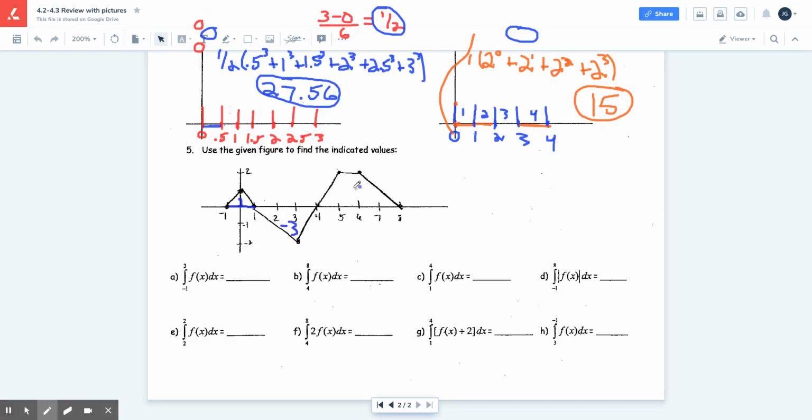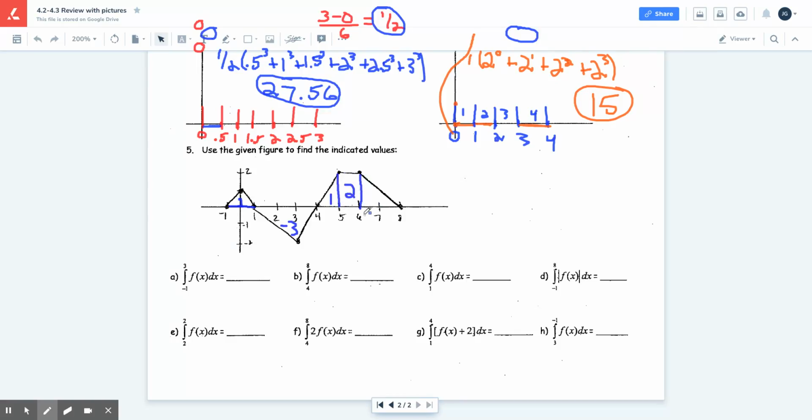For this next area, it is a trapezoid. I don't like the formula for it. I don't like doing trapezoid, so I like to split it up like a triangle, rectangle, triangle. So this triangle, the base is 1, the height is 2. 1 times 2 is 2. Half of 2, 1. Rectangle, base times height, 1 times 2, 2.